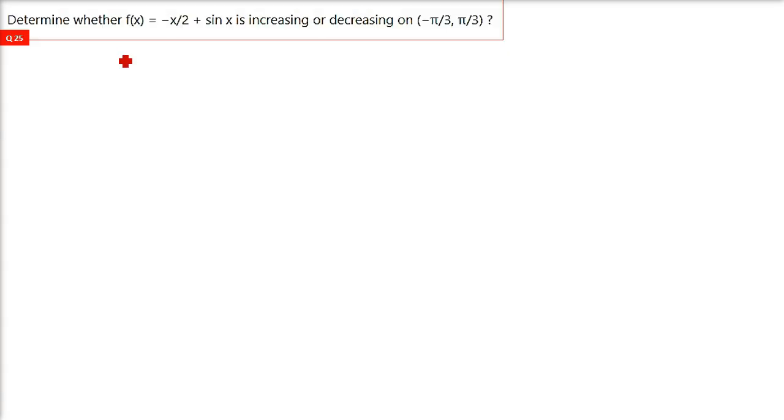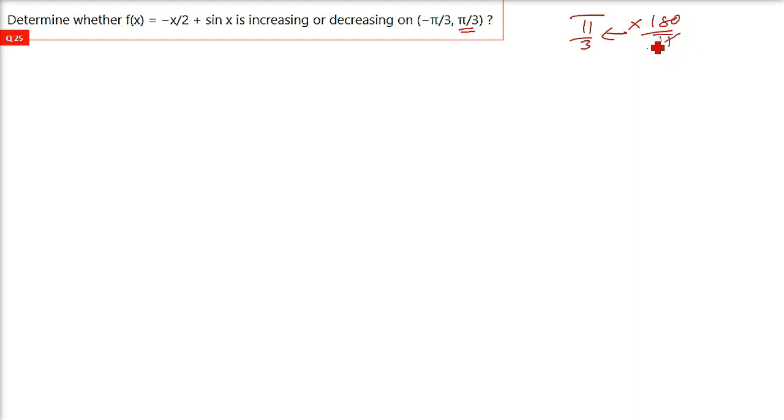Now determine whether f(x) equals this one, minus x by 2 plus sin x, is increasing or decreasing on minus pi by 3 and pi by 3. So this pi by 3 is what? Those who are not able to understand, I have the responsibility to let them know also, because most of the people might know, but everyone should know. What is this pi by 3? How to convert this radian into degree? Always this will come. So just multiply it by 180 by pi.